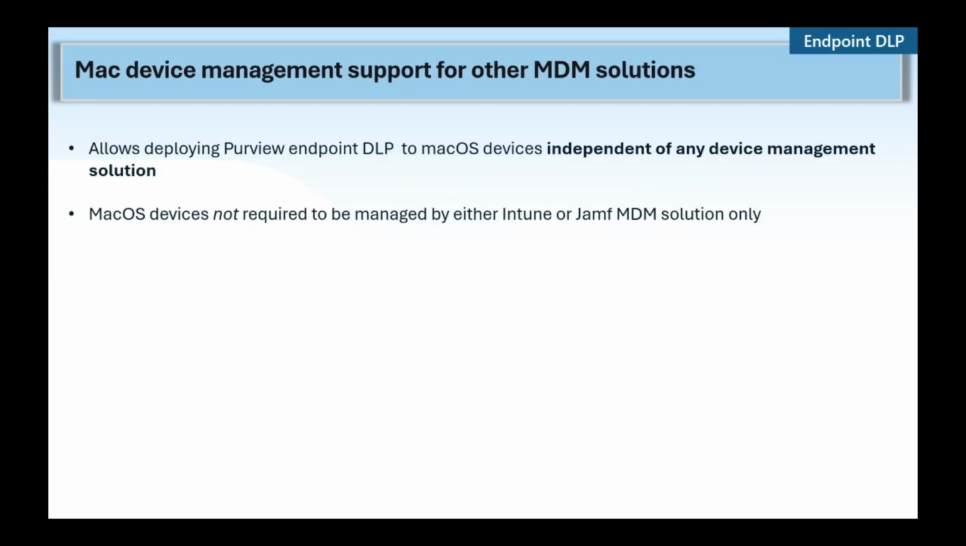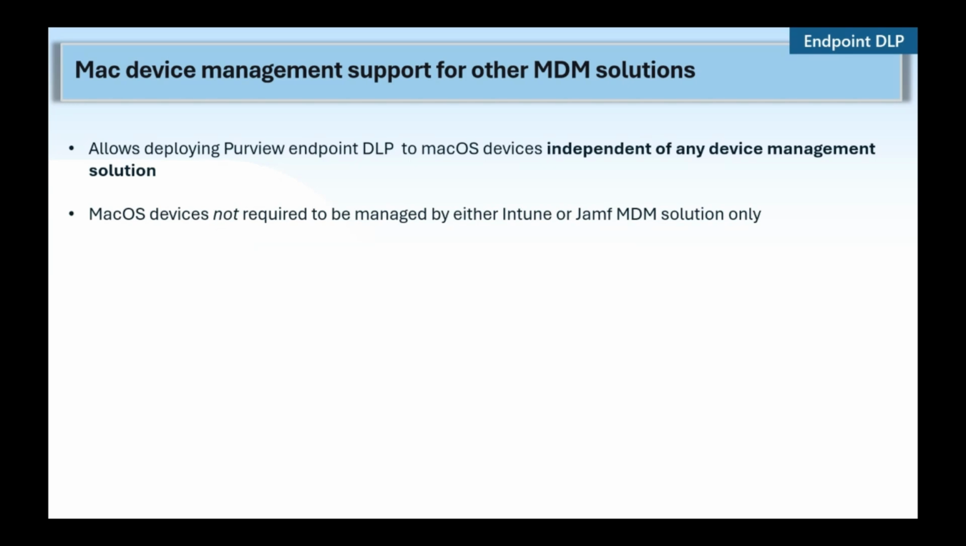Moving on, we have Mac device management support for other MDM solutions. So Endpoint DLP is extending support to your macOS devices that are being managed by other third-party device management solutions, other than the currently supported Intune and JAMF. Which basically means that deploying Endpoint DLP across macOS devices would no longer require these devices to be managed only by these two MDM solutions. So in short, it is becoming MDM agnostic now, right?